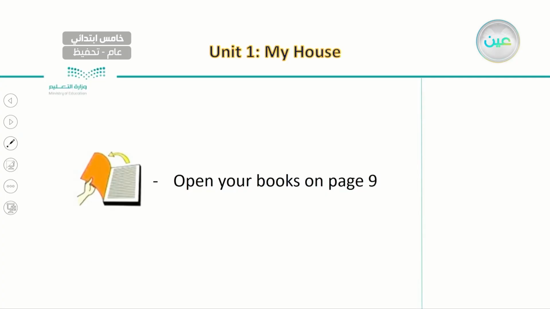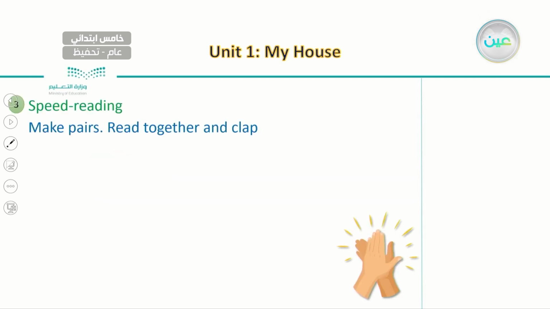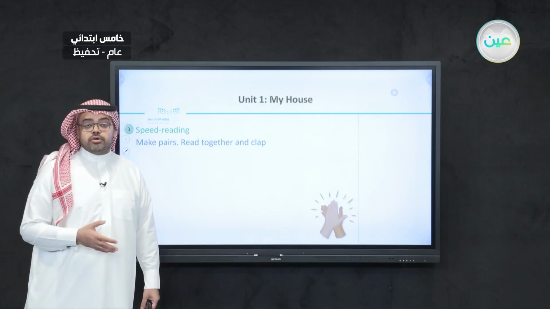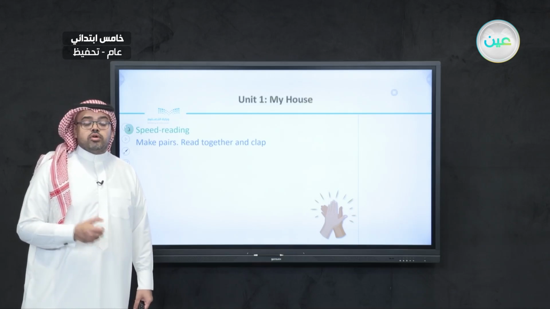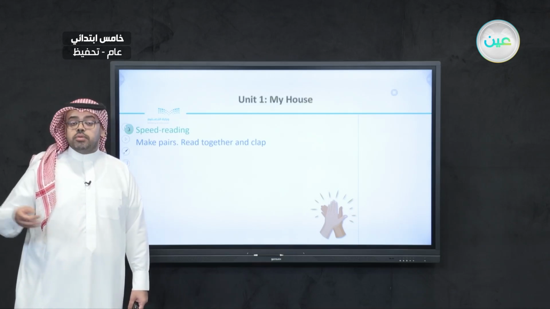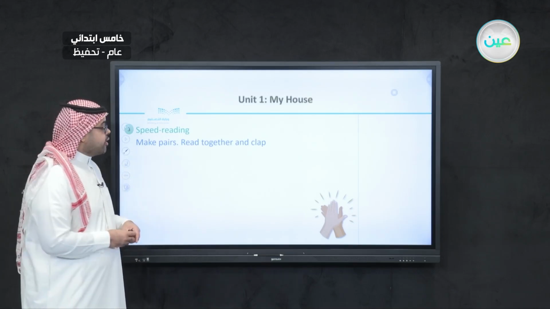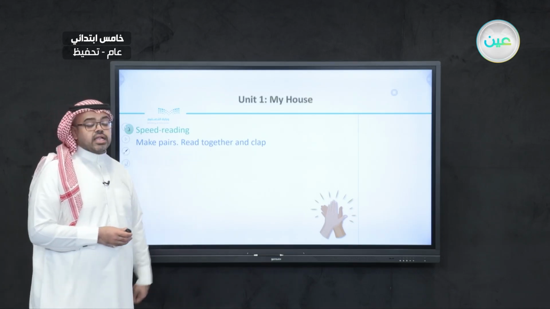Here I would like you please to open your books on page 9. For the speed reading exercise we have, I would like you to make pairs. Just ask maybe your classmate or a family member, your brother, your sister, your father or mother, and also maybe your friends. Make pairs, bring them together and read together and clap.